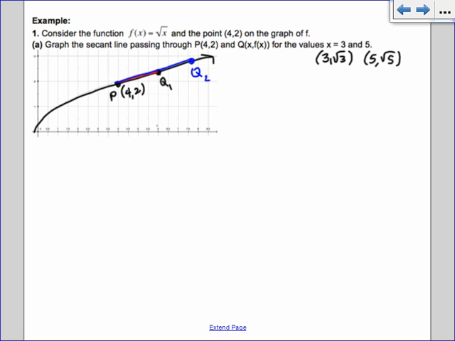3 comma, yeah, it should be before, thank you. I was wondering, I could have sworn that was, okay, yeah. I can't see my little numbers, I'm blind. So here's my 3 comma root 3. That's going to be Q1. And then Q2 was the 5 comma root 5.